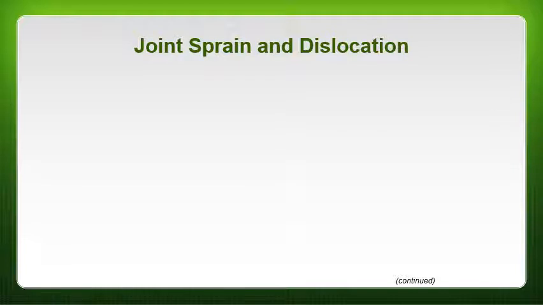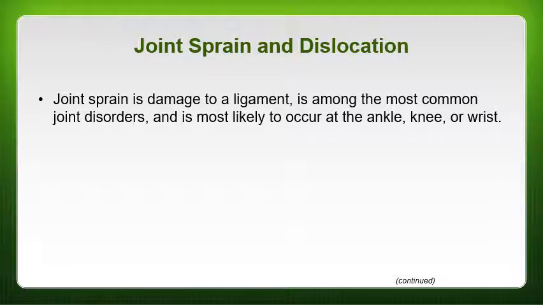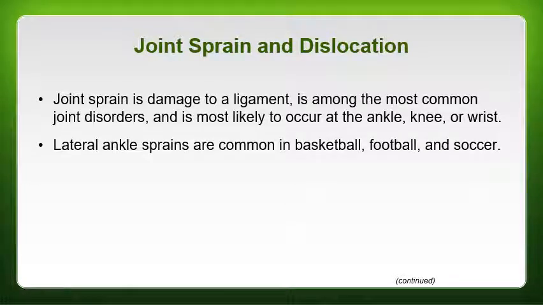So, joint sprains and dislocations. A joint sprain is damage to a ligament. Again, a sprain is damage to a ligament, a strain is excessive stretching or tearing of muscle. So when we're talking joint sprains, we're talking ligaments. Again, it's a very common thing, most likely to occur at the ankle, knee, or wrist. Obviously, lateral ankle sprains are the most common injury, particularly when you're talking a lot of sports.